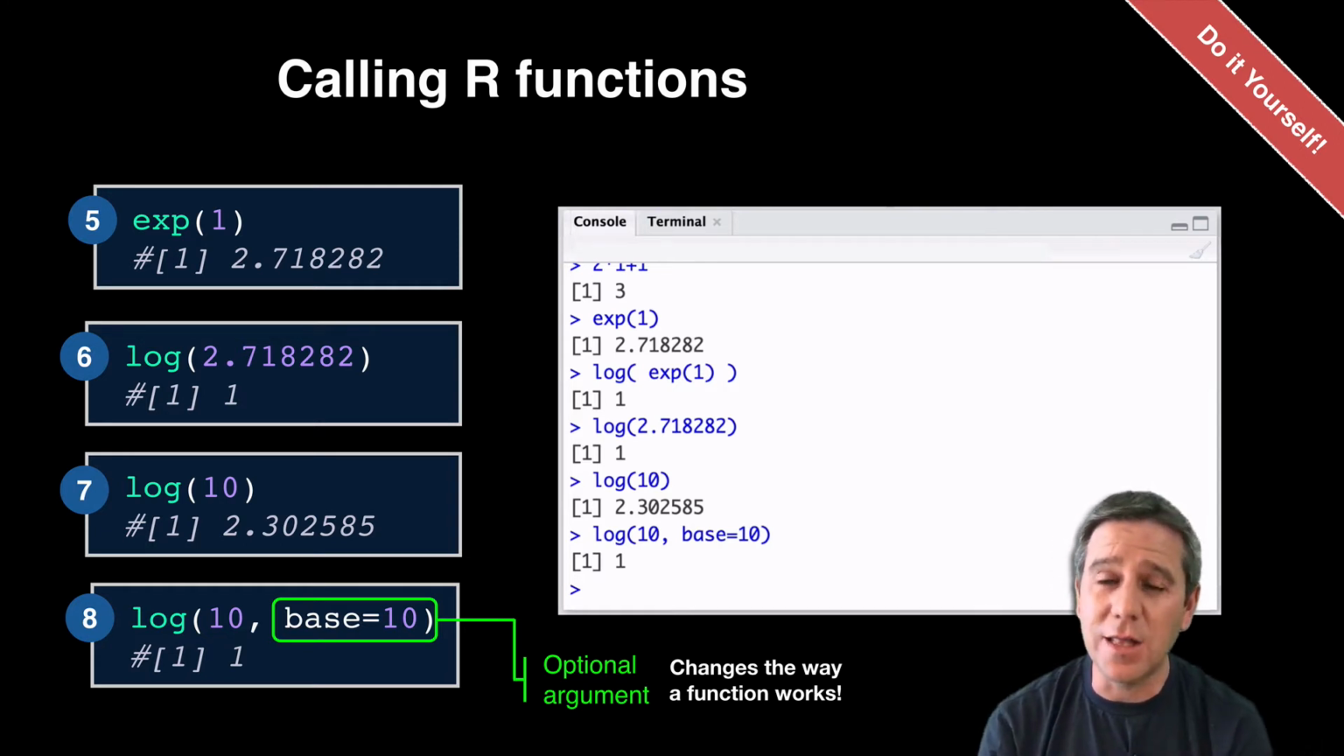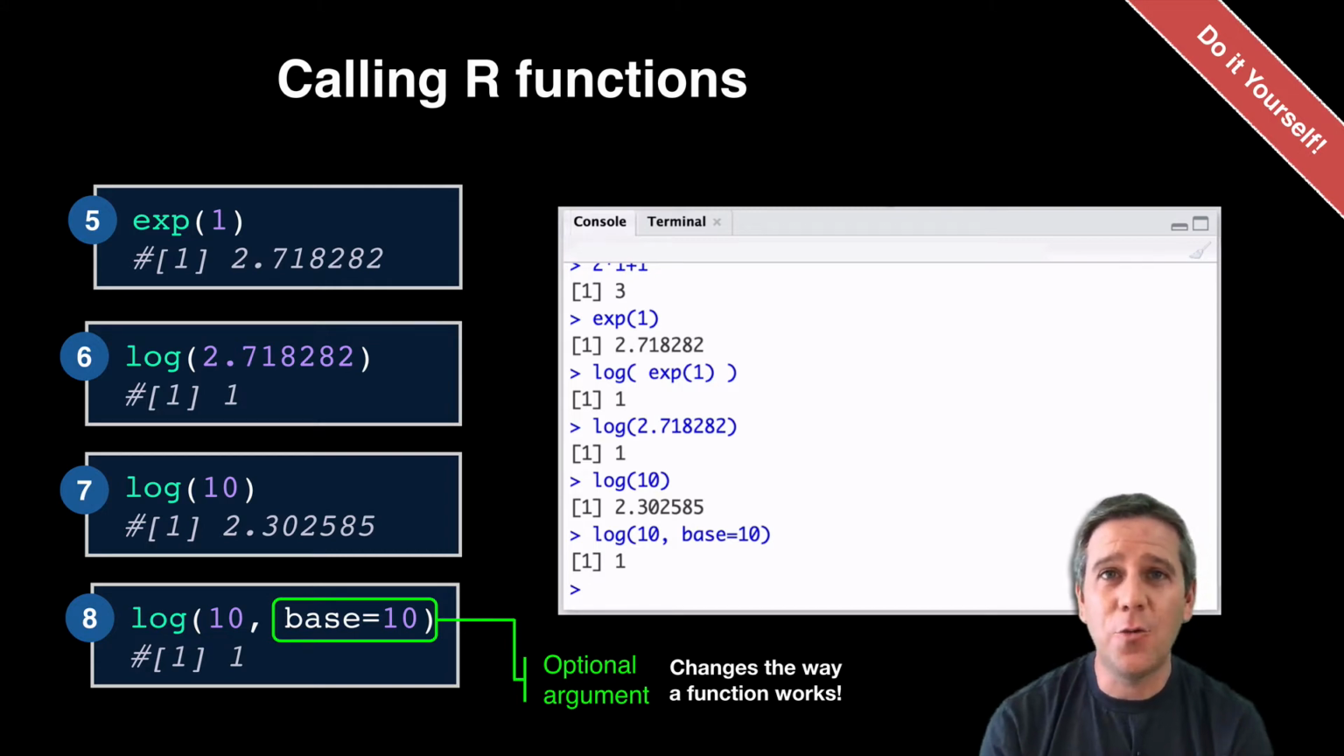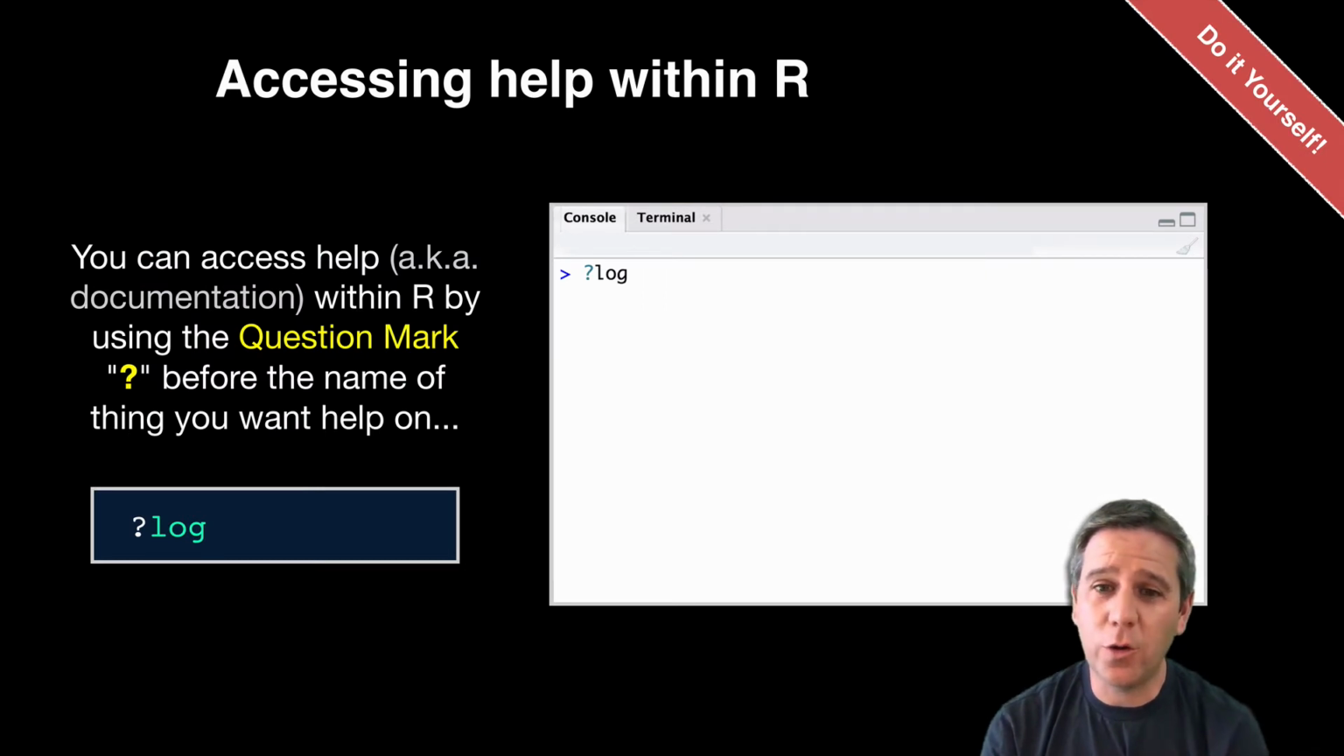They're given inside the parentheses, as we're doing here with the log call, and they'll change the way the function works and potentially change its output. How do we know what arguments are available, or how we can argue with these functions? Well, we look at the help page. How do we get the help page? Well, we put a question mark in front of whatever it is we want help on.